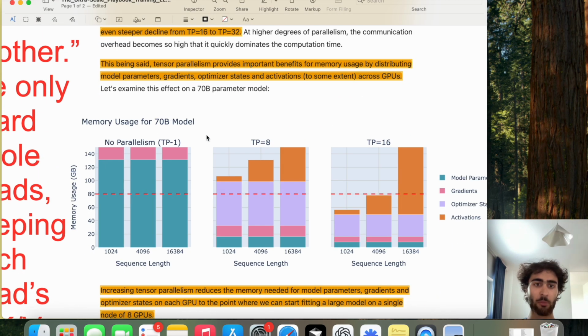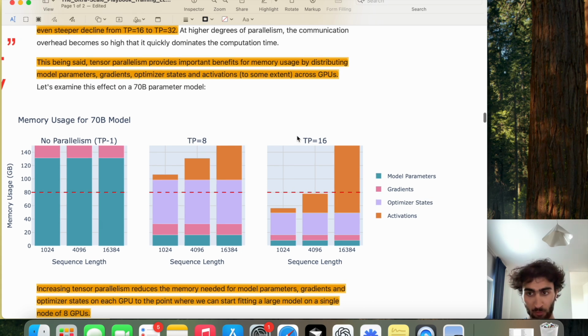And for a 70 billion parameter model, when we have no tensor parallelism, because we're having a copy of the model's parameters, gradients, optimizer state, and activations across every GPU, we can't even see all of the types of memory consumers. With 8 GPUs performing tensor parallelism, we can see that our optimizer state is taking up a lot of memory. This is because, of course, the optimizer stores both the momentum and variance in 4 bytes. But anyways, once we go to tensor parallelism with 16 GPUs, which would be 2 nodes of 8 GPUs, we can see that we can at least fit a model of 1,000 or 4,000 sequence length into these 2 nodes for training. So it's better than nothing.